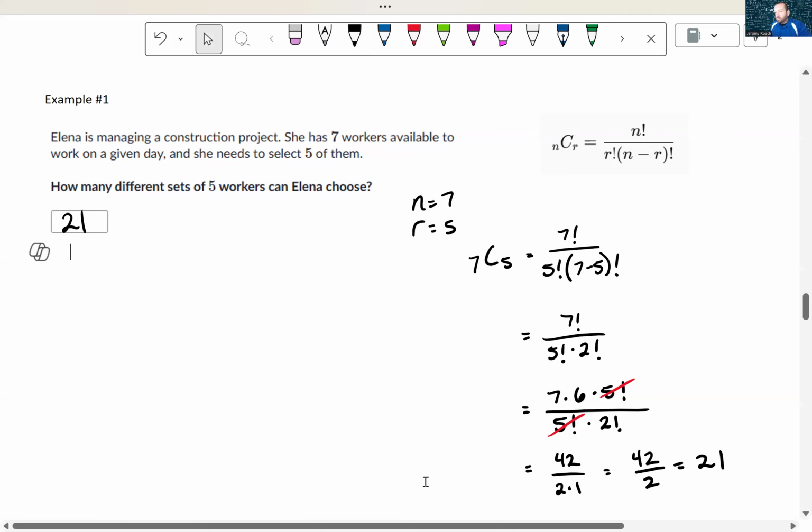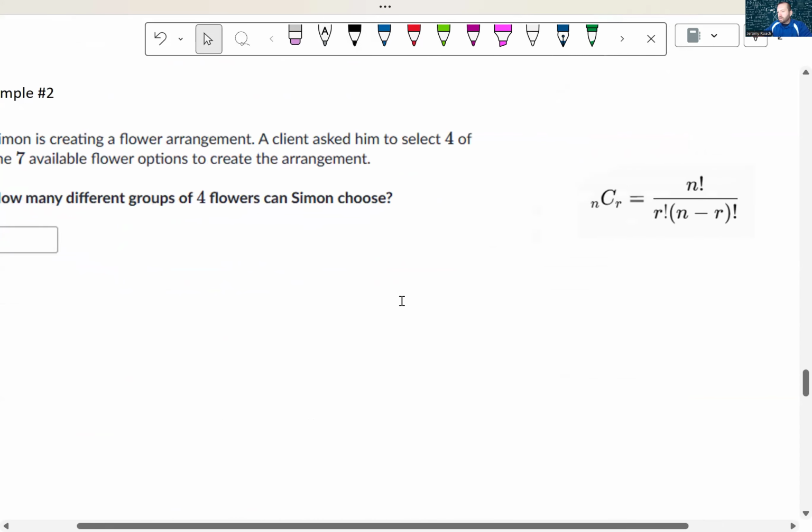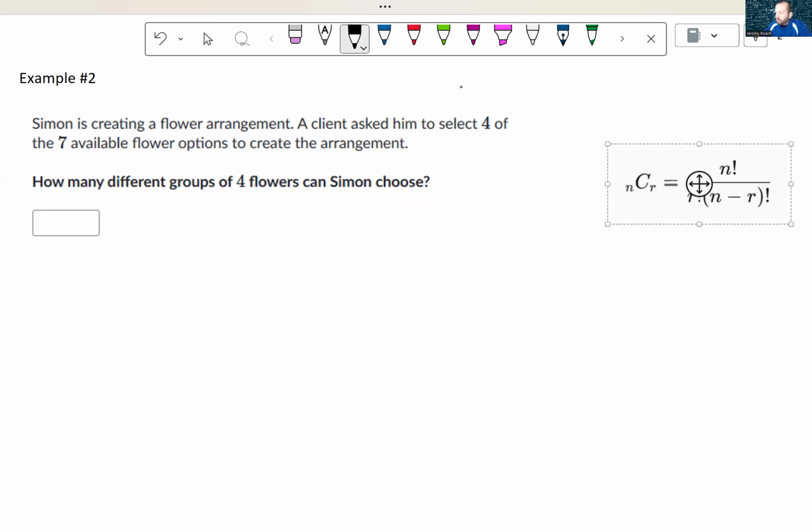Okay, we're going to do just a couple more of these, and then we'll jump into probability problems with combinations and permutations. Simon is creating a flower arrangement. A client asked him to select 4 of the 7 available flower options to create the arrangement. How many different groups of 4 flowers can Simon choose? So he's going to choose 4 of the 7. So 7 choose 4. And again, we're just plugging these numbers into our combinations formula and simplifying.